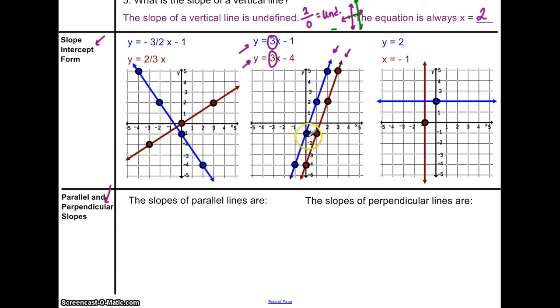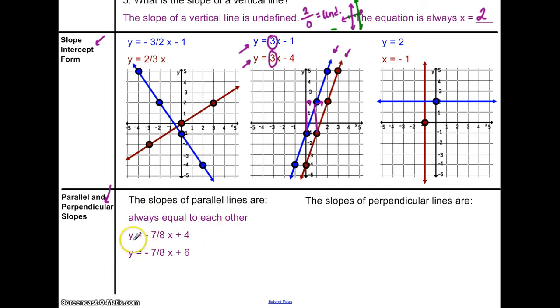Now that kind of makes sense because the slope tells you how steep the line is, the rise and the run. And if 2 lines have the same steepness, then they're going to carry on with the same rate of increase or decrease and never intersect each other. So let's make a note of that down here. The slopes of parallel lines are always equal to each other.